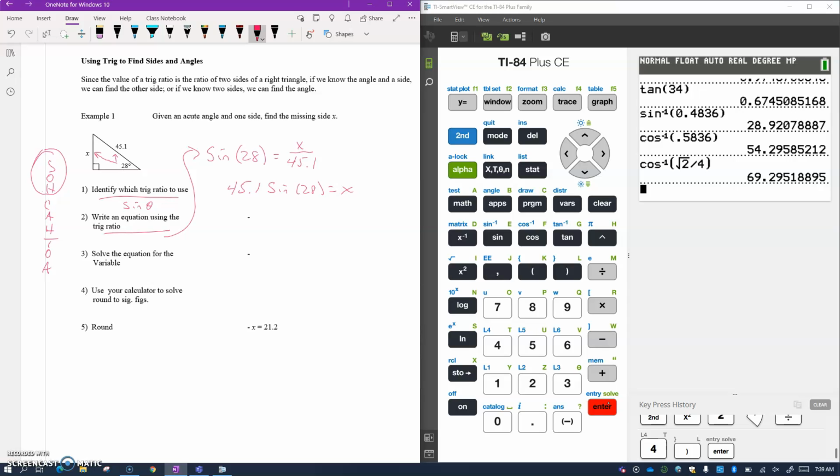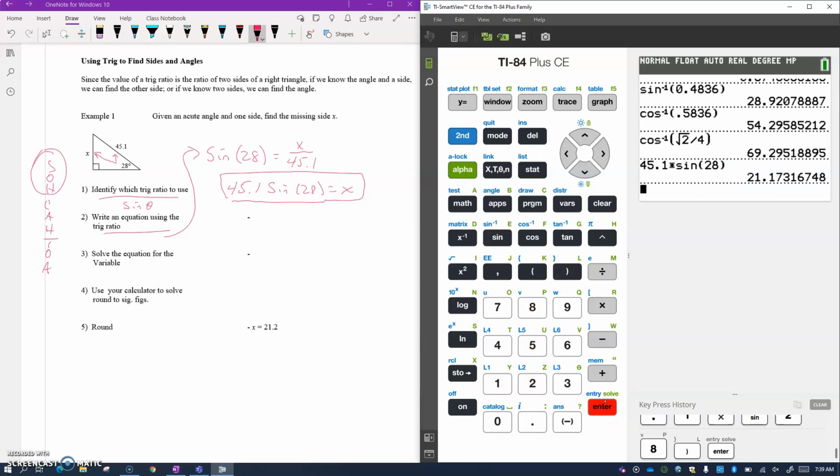We don't ever want to go to the calculator too soon because what you're going to have is a lot of round-off error. And if your answers don't match to the number of places they're asking for, then you're going to end up losing points. So you don't need to lose. If you just wait, get to an exact answer like this, then go to the calculator and we'll type in 45.1 times sine of 28. We'll close that off, hit enter, and it tells me that x equals 21 point.